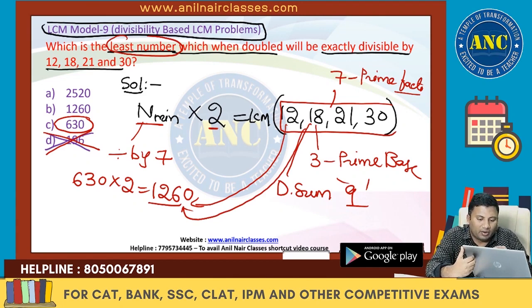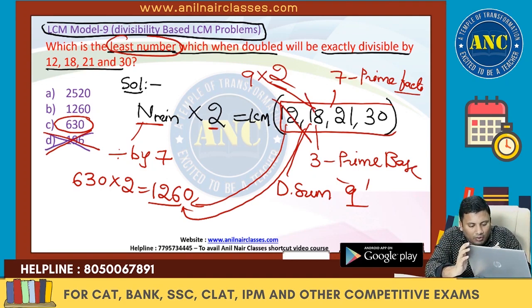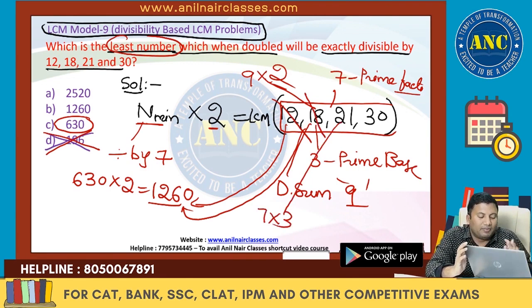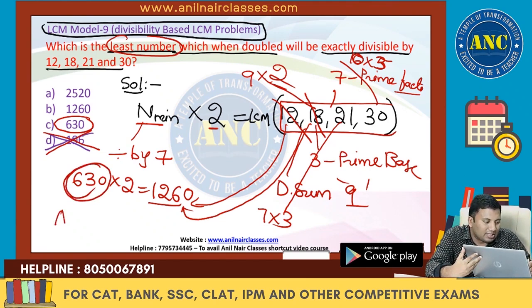18, please check it out. 18 is 9 into 2. Digital sum is 9. Number is ending with 0, that means it is divisible by 2. 12 over, 18 over. 21 is 7 into 3. 7 we have already seen. 3 means sum of the digits should be divisible by 3. 30 is 6 into 5 or 10 into 3. 10 means unit digit is 0. 3 means sum of the digits is divisible by 3. So which number should be doubled? Answer is 630.